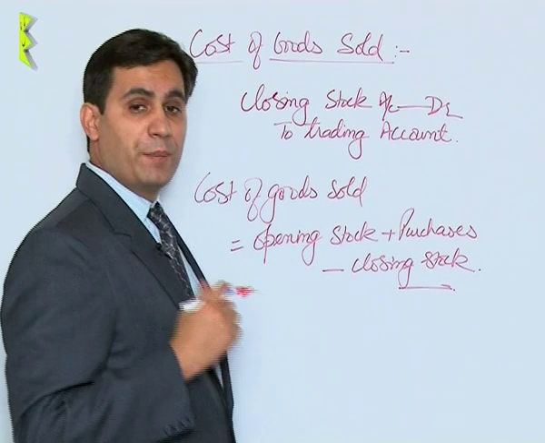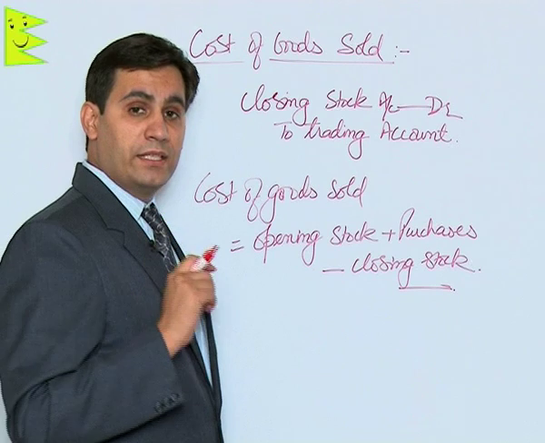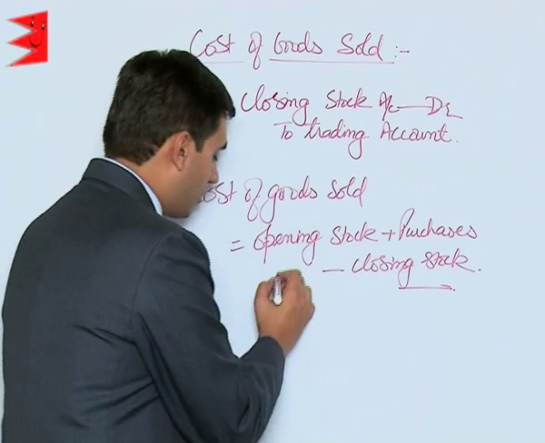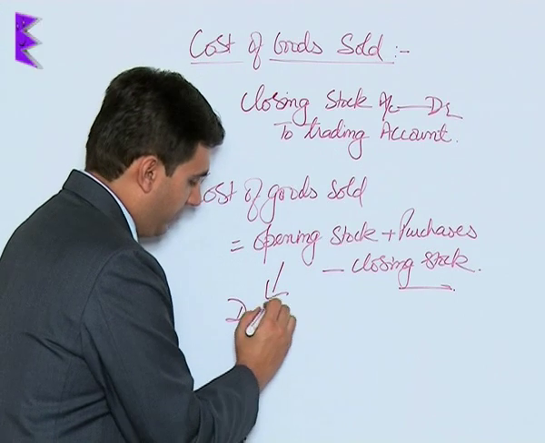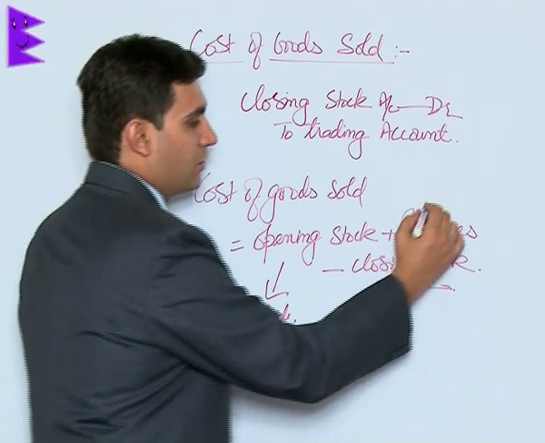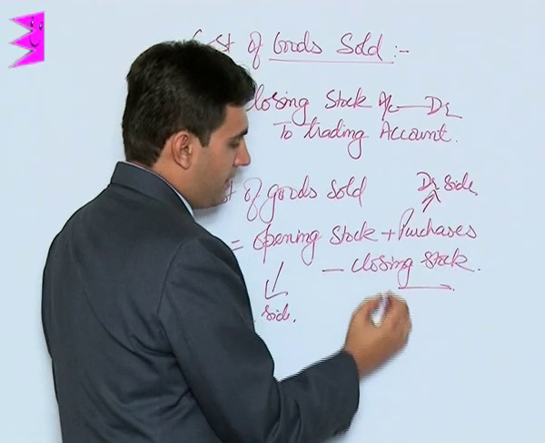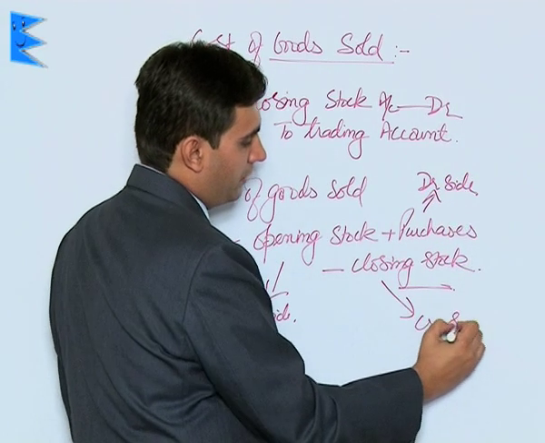Students, remember one thing, that in case these items are given separately, then opening stock is shown on the debit side, purchases is also shown on the debit side of trading account, whereas the closing stock is shown on the credit side.